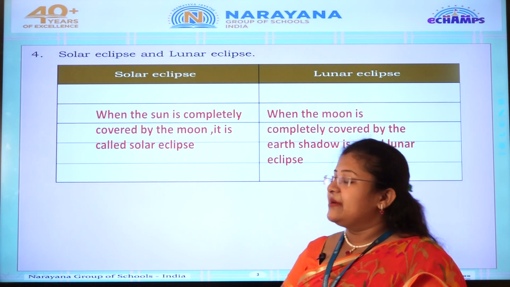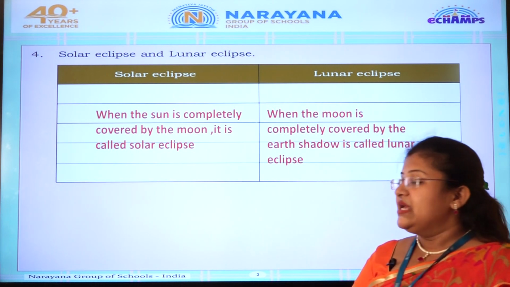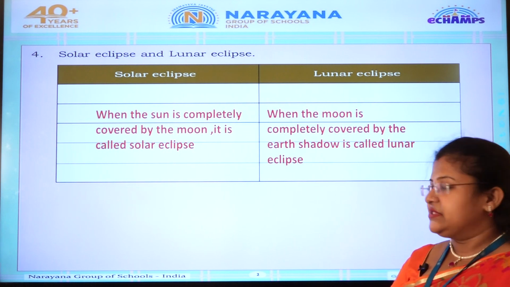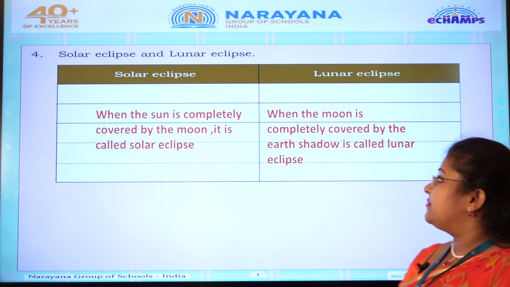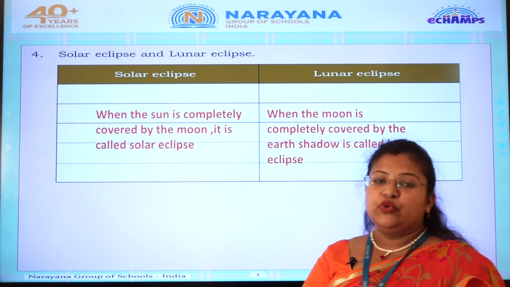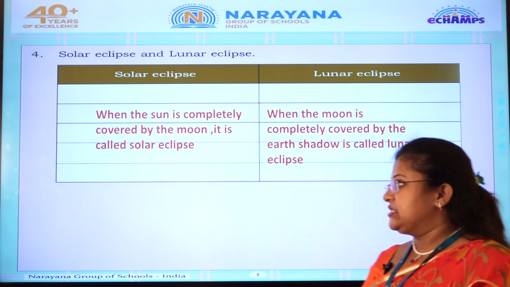When the sun is completely covered by the moon, it is known as a solar eclipse. And what about the lunar eclipse? When the moon is completely covered by the earth's shadow, it is known as a lunar eclipse.